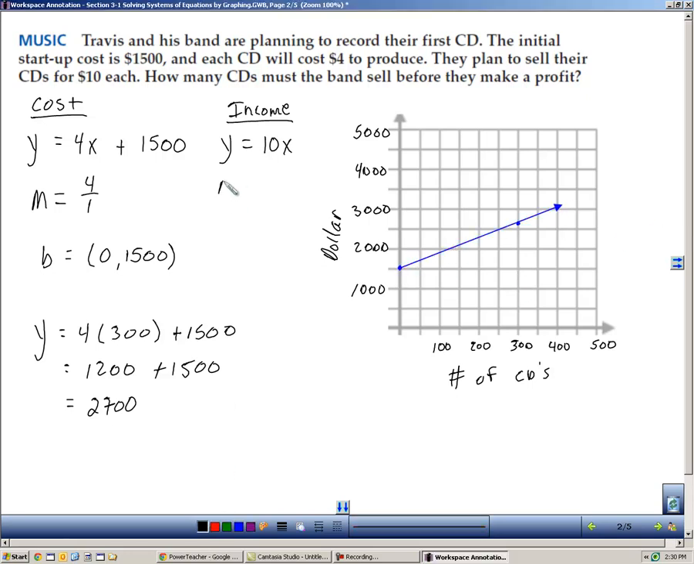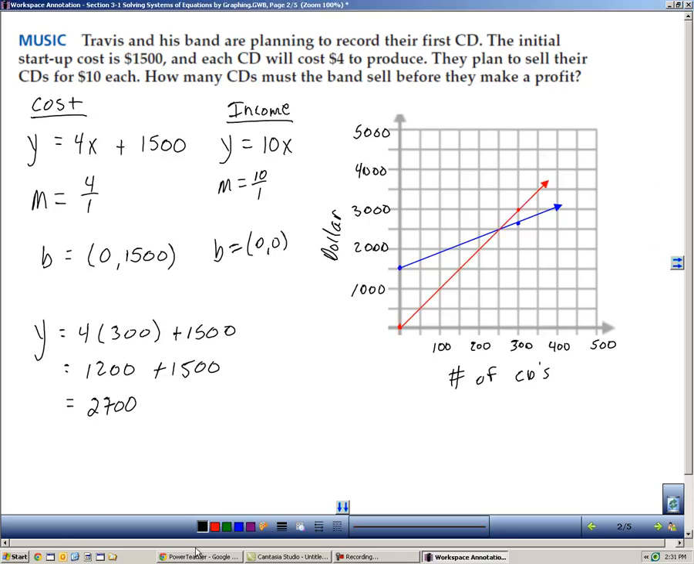Now my second line, my slope is 10 over 1, which again is too small. And my b, my y-intercept, is 0, 0. So I know this is going to start at the origin. So I'm going to begin my graph right here at 0, 0, but I'm going to plug another value in. Let's do 300 again. If I plug 300 in for x, I can see the y is 3,000. So 300, 3,000 is my second ordered pair, and I'm going to graph that.